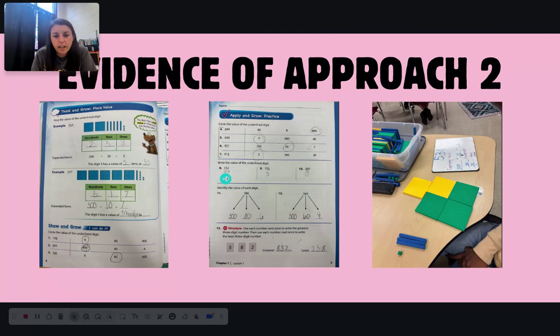And then down here, 8, 9, and 10, they were writing the value of the digit that was underlined, and then expanding it into expanded form. And then down here, it's just kind of a little more in-depth thinking. Students were using these number cards, 5, 8, and 2, and they were having to put them in the greatest number and then put them in the least number.